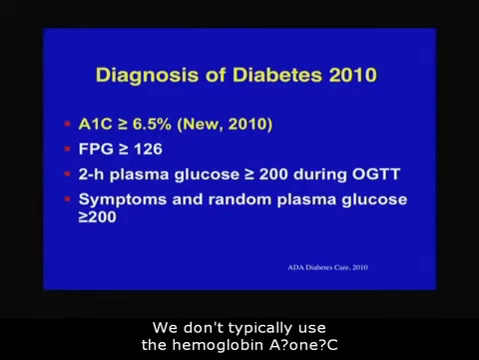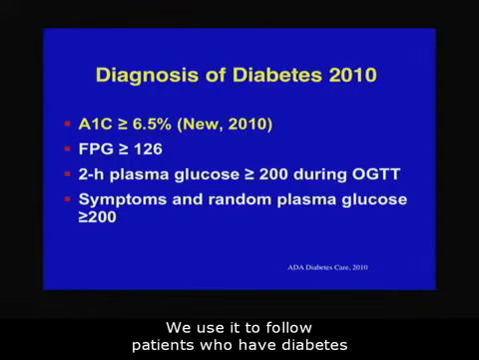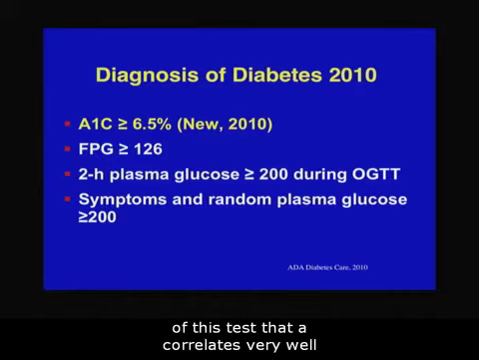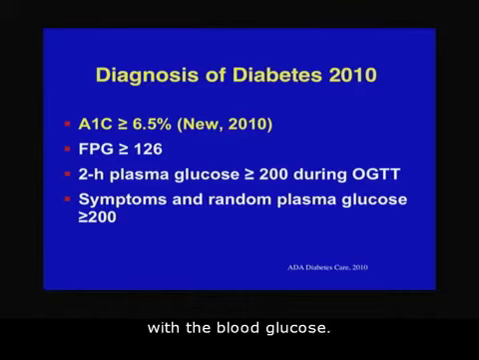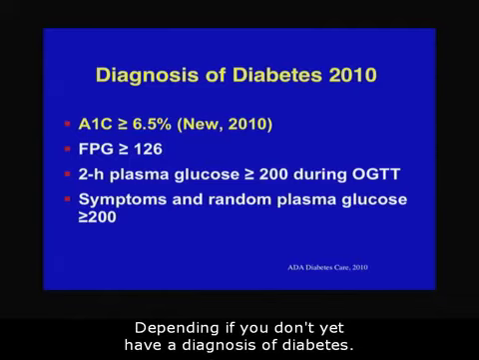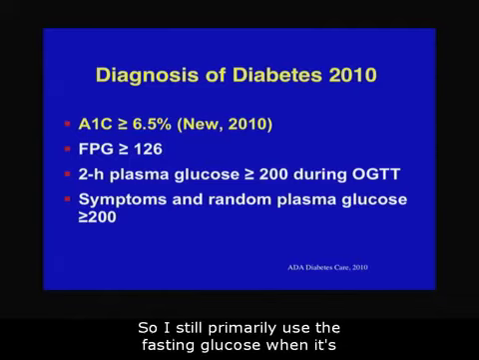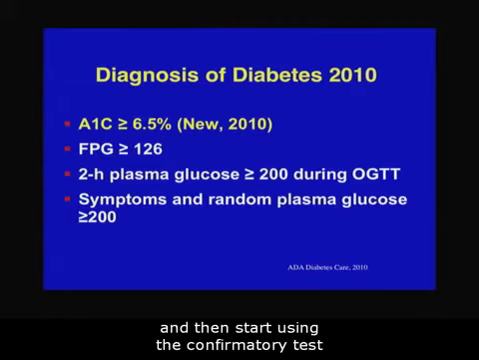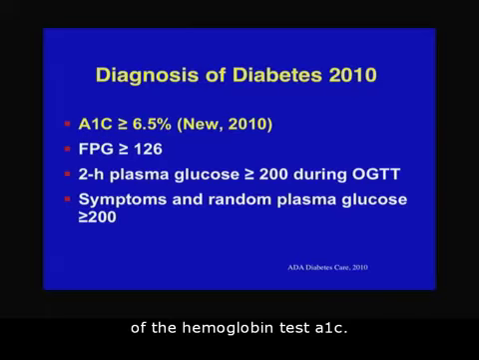We don't typically use the hemoglobin A1C as a screening test. We use it rather to follow patients who have diabetes. But the new recommendations do show with newer generations of this test that it correlates very well with the blood glucose, and so either of these can be used. Sometimes the insurance doesn't cover this test, though, if you don't yet have a diagnosis of diabetes. So I still primarily use the fasting glucose. When it's over 126 twice, then we make the diagnosis of diabetes and then start using the confirmatory test of a hemoglobin A1C.